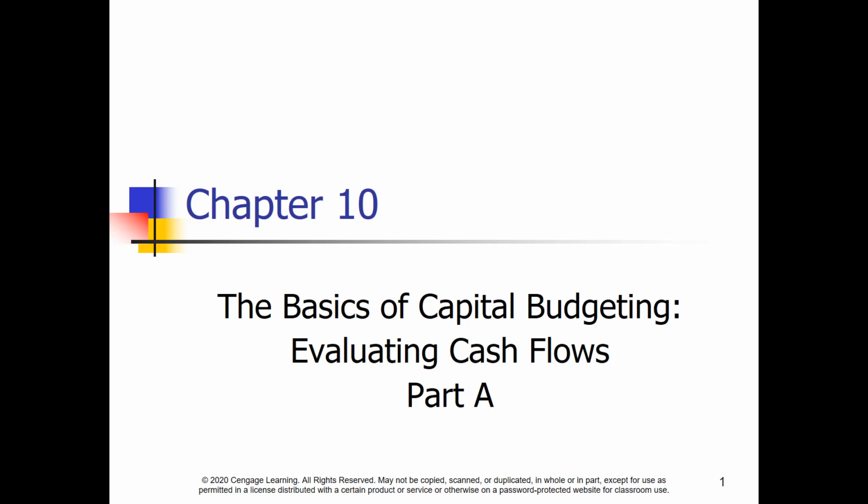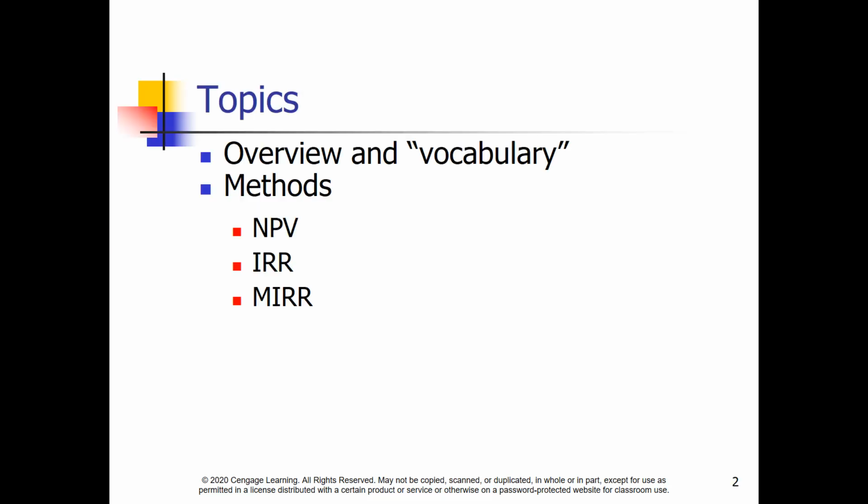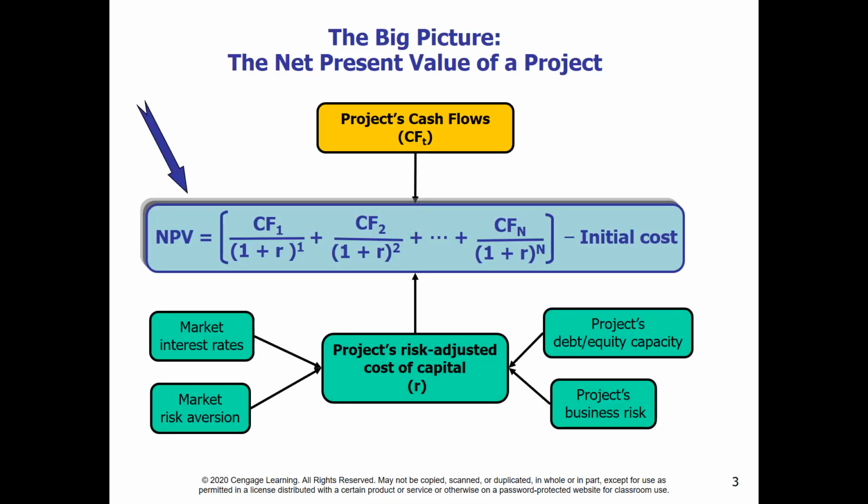Chapter 10 introduces the metrics we'll use to evaluate a project's cash flows. In the first segment of this chapter, we'll look at an overview of the capital budgeting process, the vocabulary, and 3 of the major methodologies used to evaluate potential projects. In this chart, we're now focusing in on the central piece, evaluating cash flows.